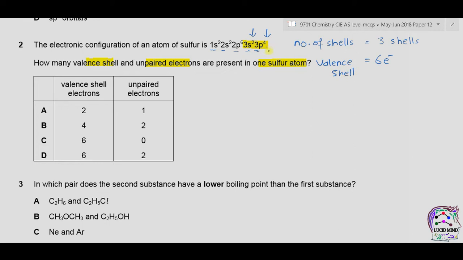Let's do the electronic configuration. For third shell we have 3s and 3p. 3p is further divided into 3 orbitals, 3px, 3py and 3pz. In s we have 2 electrons, so 2 electrons are present. In p we have 4 electrons, so first electrons are added in unpaired form, then pairing starts. Now we can see that 2 unpaired electrons are present in p orbital, so therefore number of unpaired electron is 2. And number of valence shell electron is 6 in total. So we can see that the answer is D.